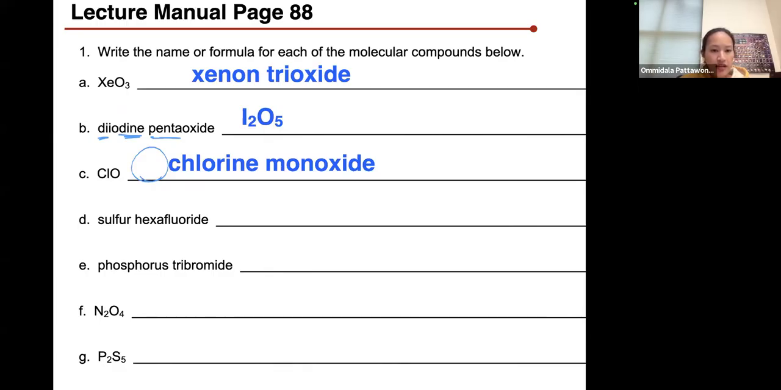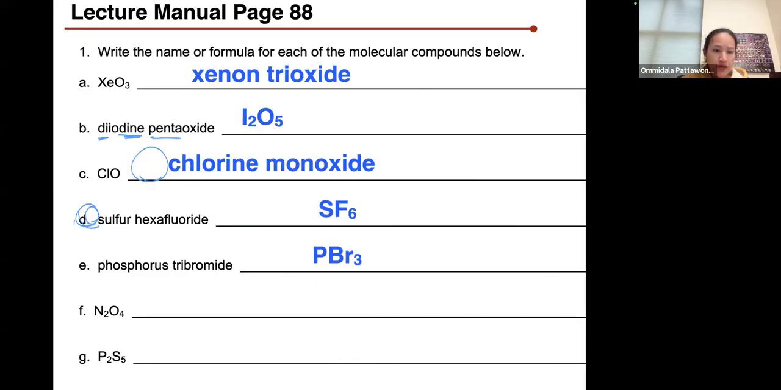Next one, sulfur hexafluoride. Sulfur is S. In this case, it doesn't specify the word mono, so it's implied that there is only one sulfur, so it would be one sulfur with 6 fluorine. Same thing with phosphorus as well. It would be P and then 3 of the bromine.